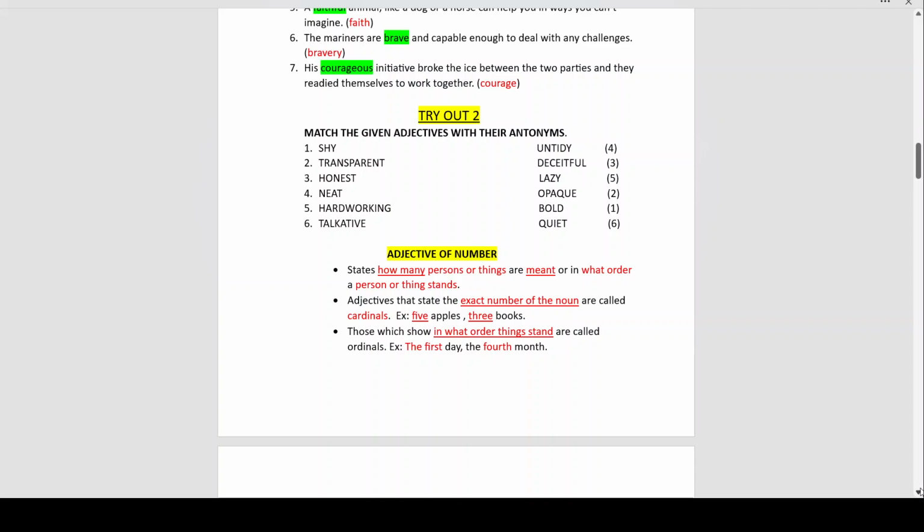Now, those which show in what order things stand are called ordinals. Example, the first day of the week, the fourth month of the year, the fifth student in the line. These are all ordinals. First, second, third, fourth, these are all ordinals. Numbers 1, 2, 3, 4, and so on are called cardinals. So adjective of number states the exact number of the noun or in what order the things stand.